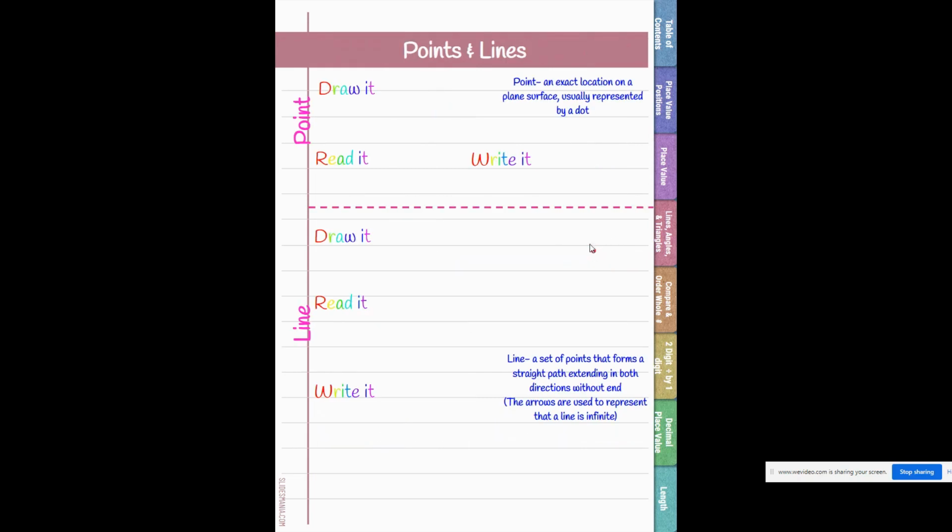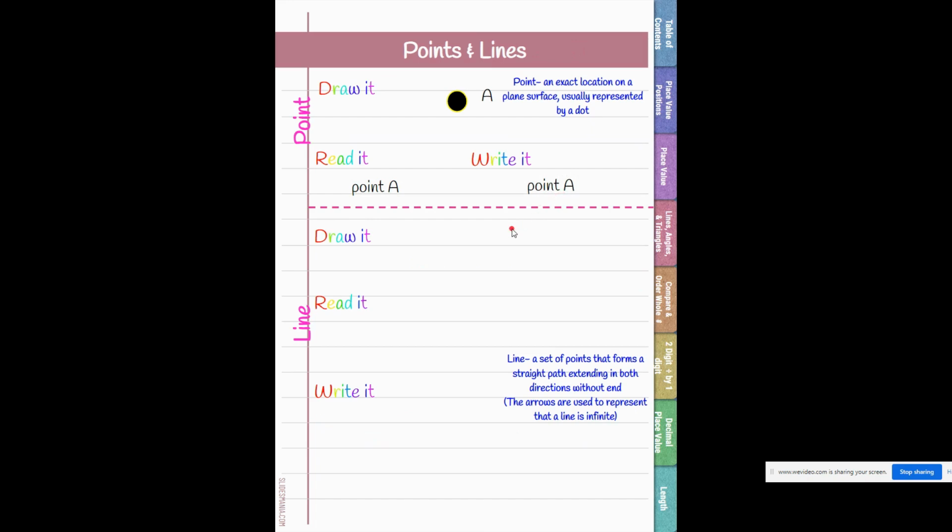Let's begin with a point. A point is an exact location on a plane surface, usually represented by a dot. We're going to label it A. To read this point, we would read it as point A, and to write it, we would write the word point and then put the letter A.